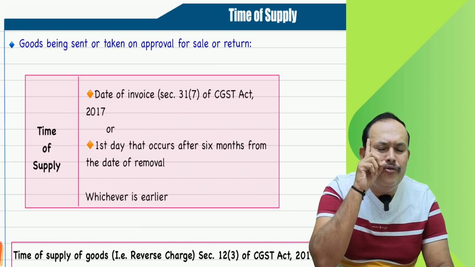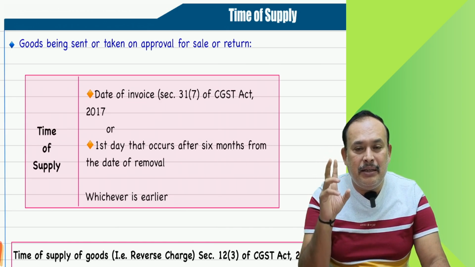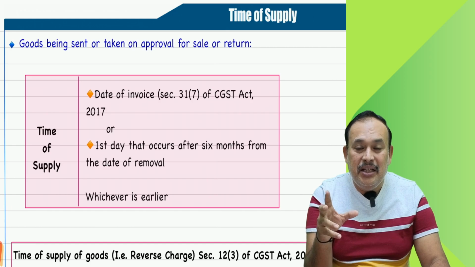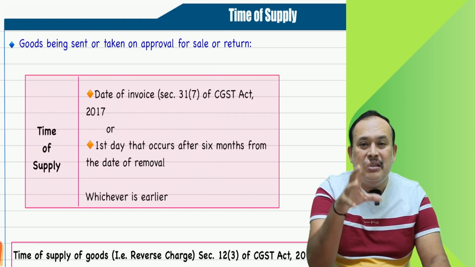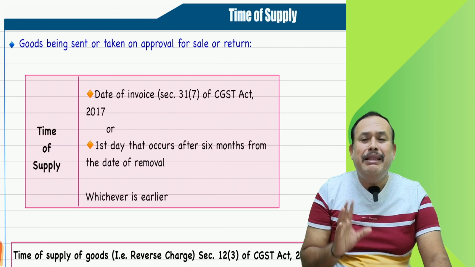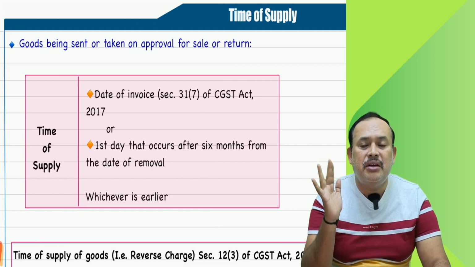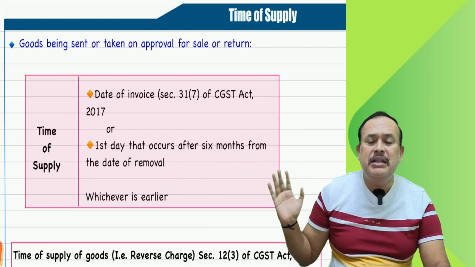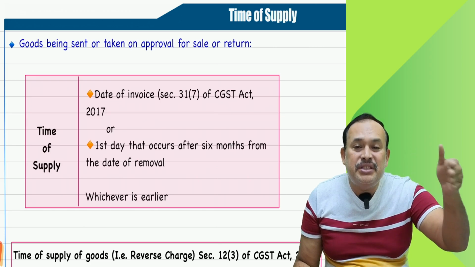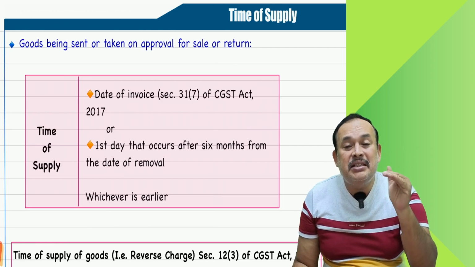So whichever is earlier will be taken as the time of supply. That means the invoice should be issued before supply, or at the time of supply, or when 6 months end from the date of dispatch. Among the three, whichever is earlier, within that you have to issue the invoice. So the date of invoice is the time of supply if it is in accordance with section 31, subsection 7. Here I presented it in an understandable manner: the date of invoice, if the invoice is issued before supply or at the time of supply, in accordance with section 31(7).